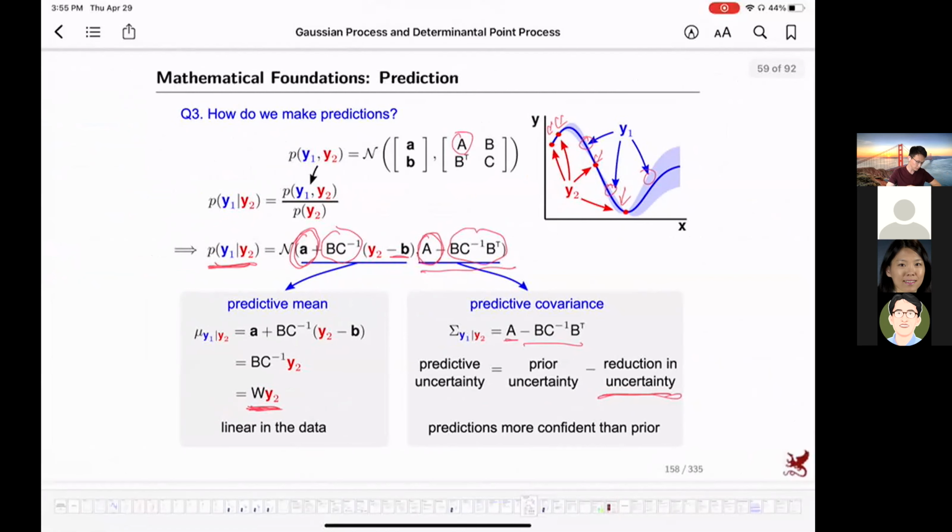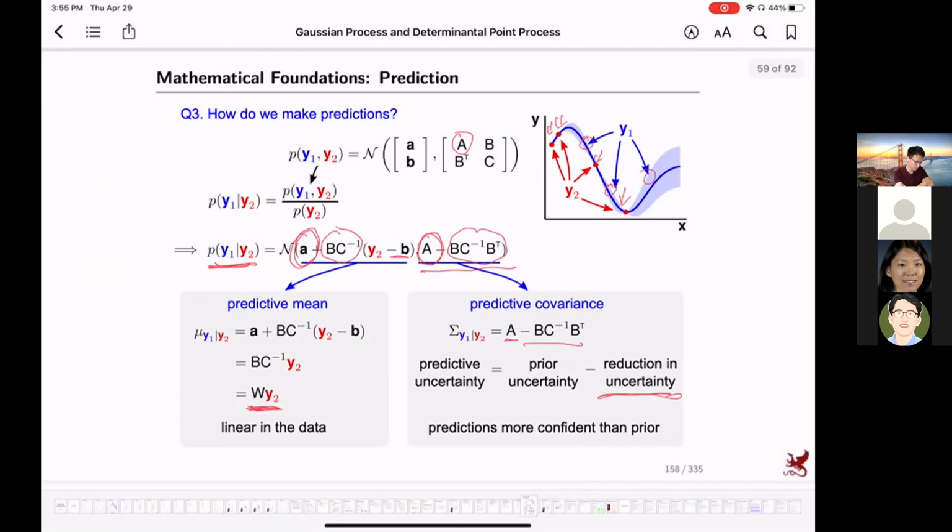Are AB, lowercase ab, and uppercase ABC calculated from data, or is some part of it? They are priors. Yes, AB and ABC, these are all our priors. Right, I see.